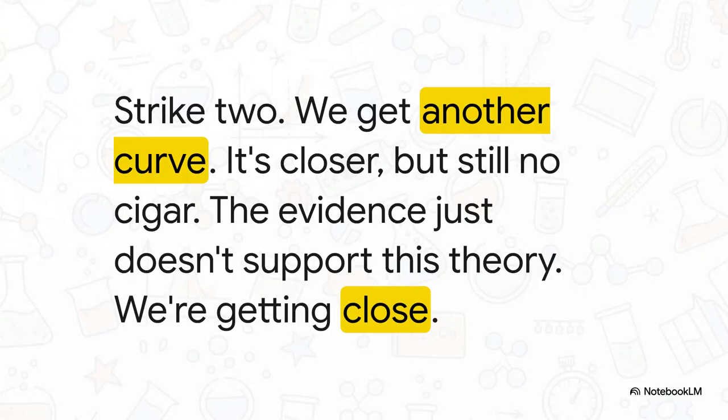And strike 2. We run the numbers, plot the natural log of the concentration against time, and we get another curve. It's closer, for sure, but still no cigar. The evidence just doesn't support this theory either. We're running out of suspects, which usually means we're getting pretty close to the truth.